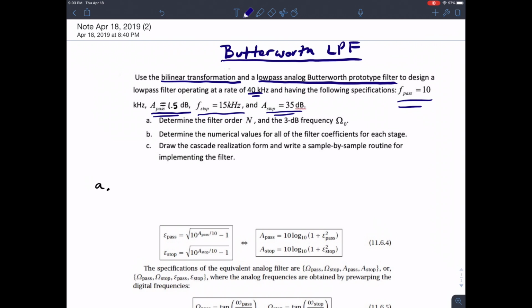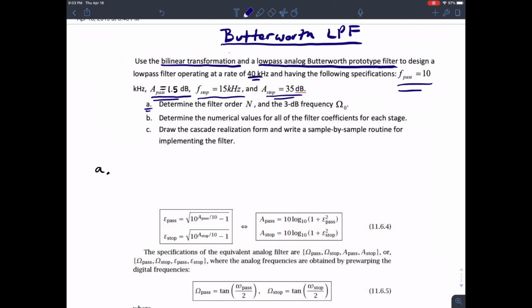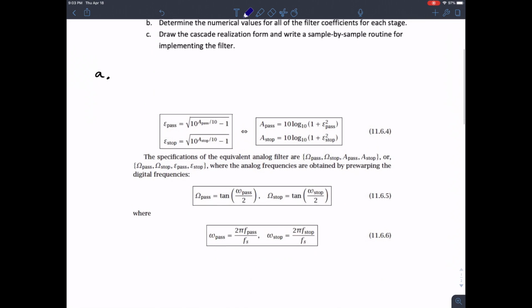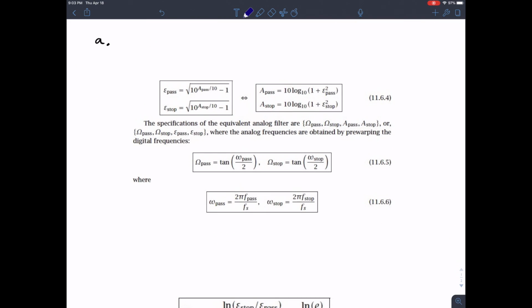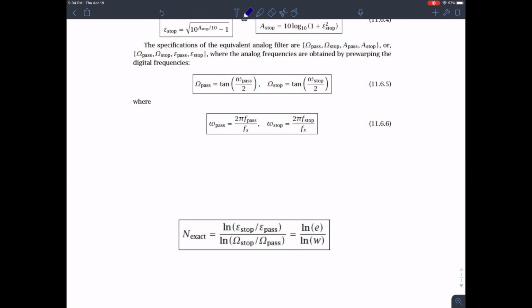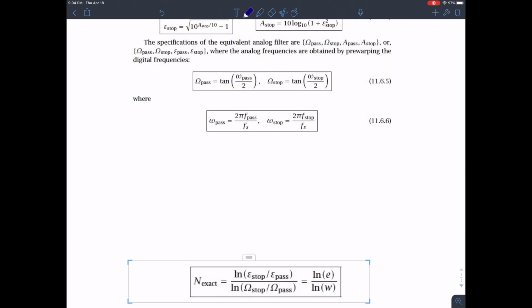What we're going to work on is, first of all, finding the order of the filter and the 3 dB cutoff frequency, omega naught. We go through here and really it's just an application of these formulas. It's pretty straightforward. You calculate these numbers and you get there. All right, so let's get started. I'll move this formula down a little bit.